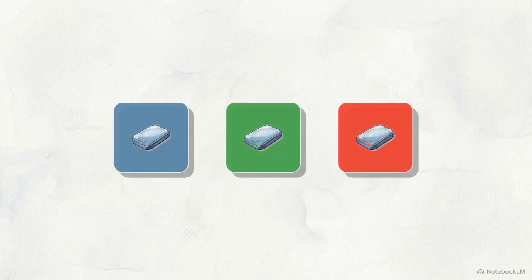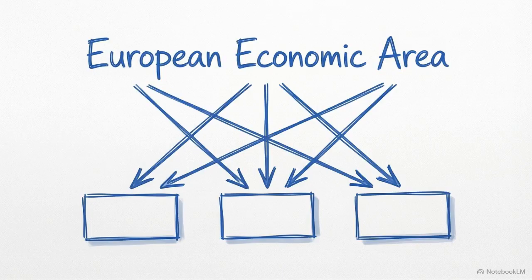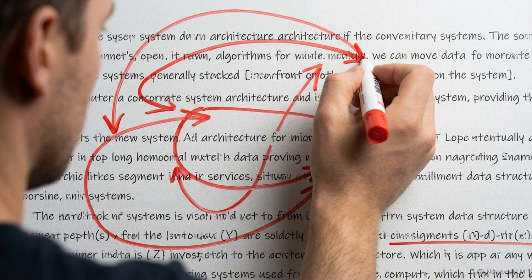Take a phrase in English like European Economic Area. To translate that into French, the structural grammar must completely flip. The noun, area or zone, moves to the front, while the adjectives slide to the back, zone économique européenne. A human translator naturally scans back and forth across the sentence to place the right word in the right spot.